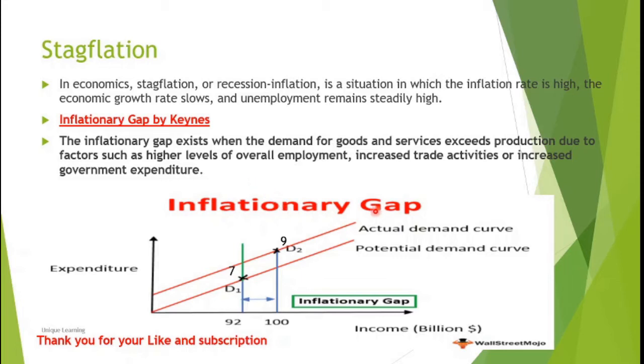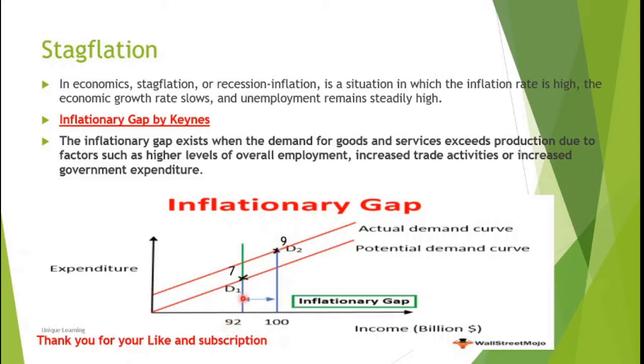So understand this inflationary gap by one graphical representation. Over here, you can observe that there is 92 rupees, that's the income of the consumer, and at this 92 rupees his demand for goods and services is 7 units. Okay, now it's 100 rupees. So what is happening? There is a gap of 8 rupees. So there is an increment of 8 rupees in the income of the consumer. So his demand is increasing by 2 units, that is now 9 units.